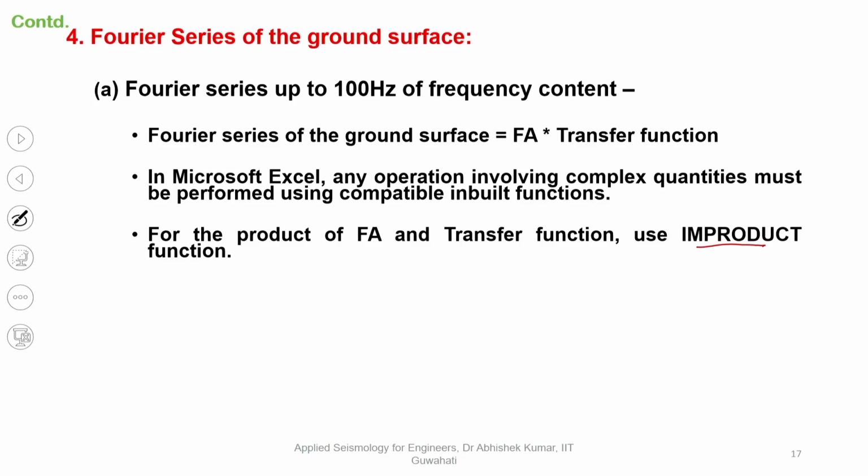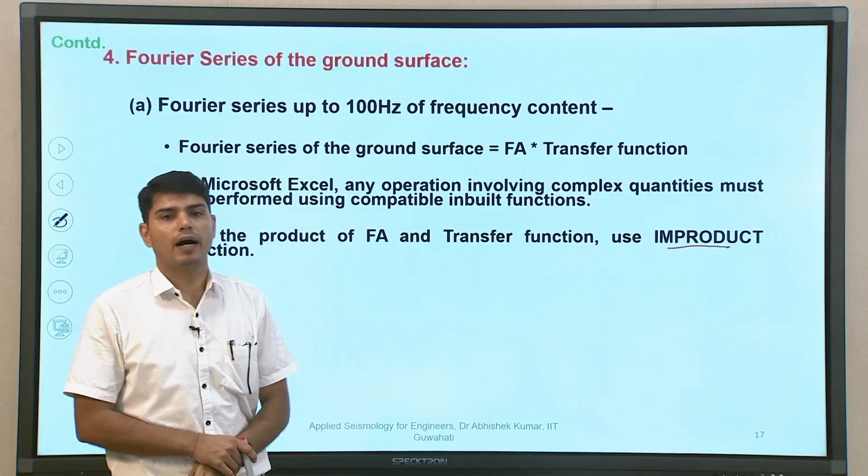So, you have to use some inbuilt functions which are there in Excel, because I have solved this particular example using Excel. So, in case you do not have any other tool, you can at least use Excel and try solving this equation by yourself. So, IMPRODUCT is going to give you the product of Fourier amplitude, which is only having real part, and the transfer function which is having real as well as imaginary part. The product of these two you can find out using IMPRODUCT.